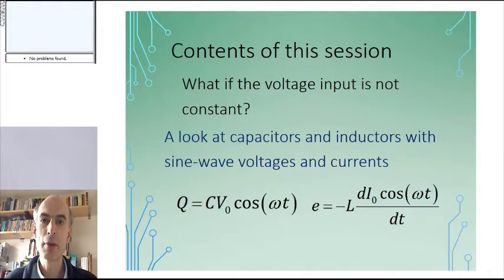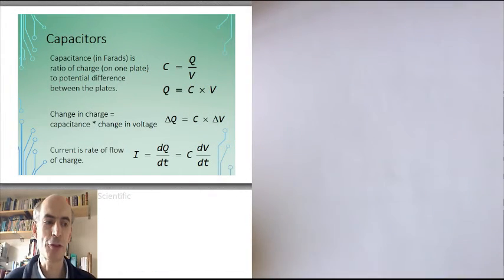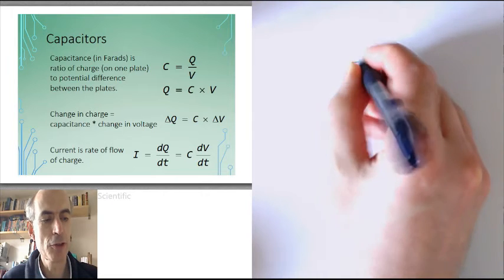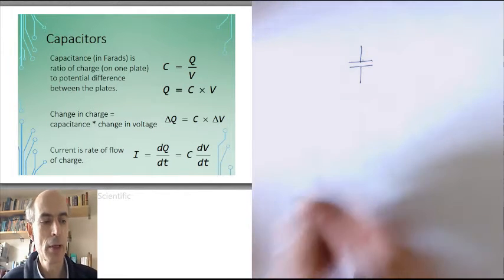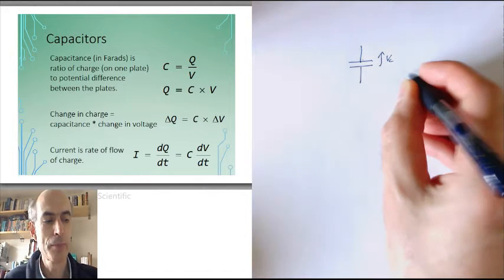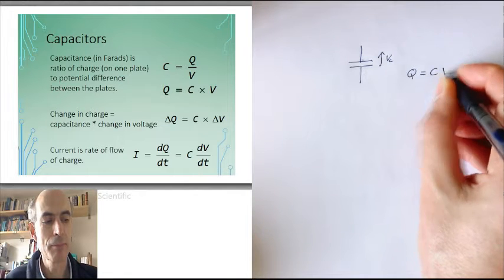We're going to start with a quick revision of capacitors and inductors and how they behave when the voltages across them and the currents through them are sinusoidally changing with time. First of all, capacitors. We know that for a capacitor, the excess charge on one plate is related to the voltage across the capacitor by the formula Q equals C times V.